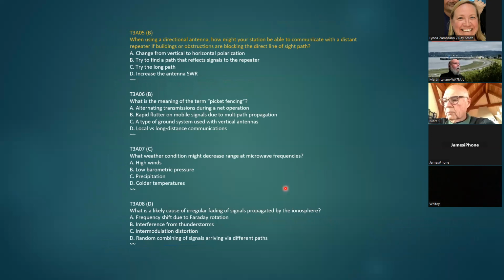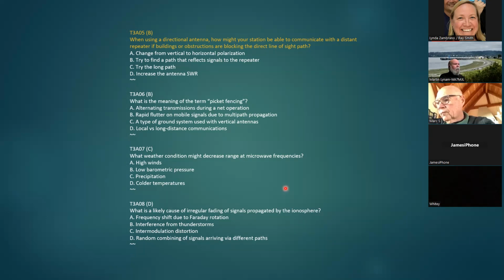A5, when using a directional antenna, how might your station be able to communicate with a distant repeater if buildings or obstructions are blocking the direct line of sight path? Well, again, generally with a handheld radio, you're not going to be using a directional antenna. A vertical antenna on a handheld is omnidirectional. Now you can get antennas you can add to your radio set that are very, very directional.